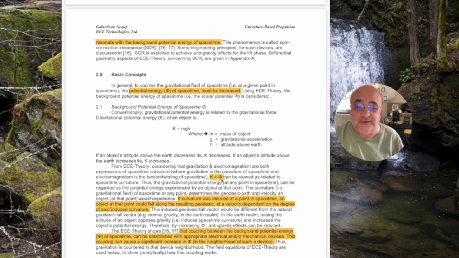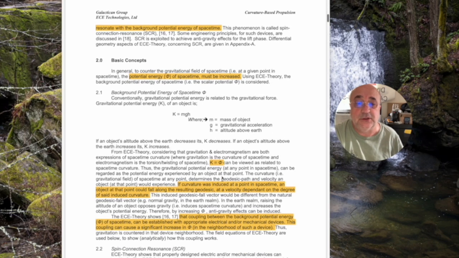So phi is not volts. Phi here is energy, not volts. But if we go a little further, you're going to see that phi is volts, not energy. So there's a confusion there.